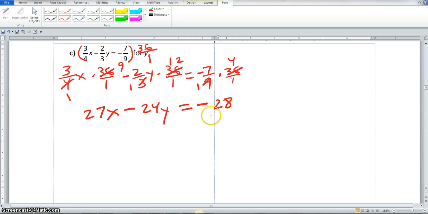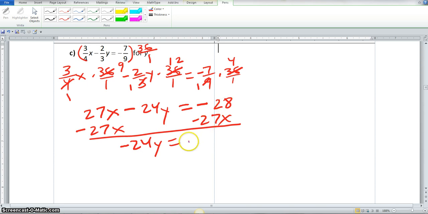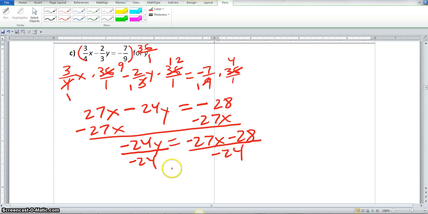Okay, now we want to get y by itself. So we would subtract 27x on both sides. So we have negative 24y is equal to negative 27x minus 28. Now we would divide each side by negative 24. And this would give us y is equal to negative 27x minus 28 over negative 24.